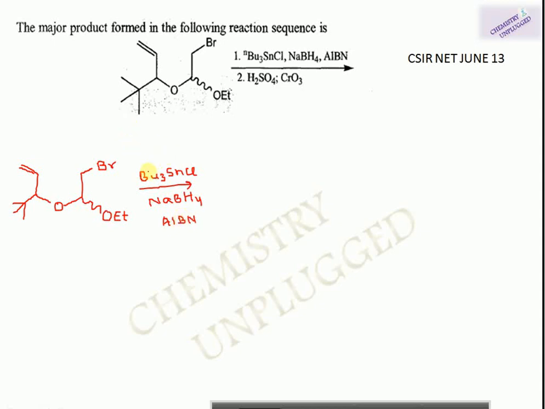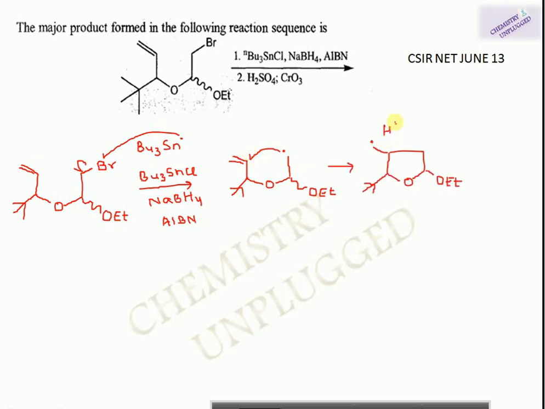If the concentration of tributyl tin hydride is high, the ring formation will not take place. So it should be in limited amount for an efficient reaction. So this radical will attack this bromine, and we have a radical on this carbon atom. Now this radical will attack this carbon to form a 5-member ring. Now the H radical will attack this carbon.